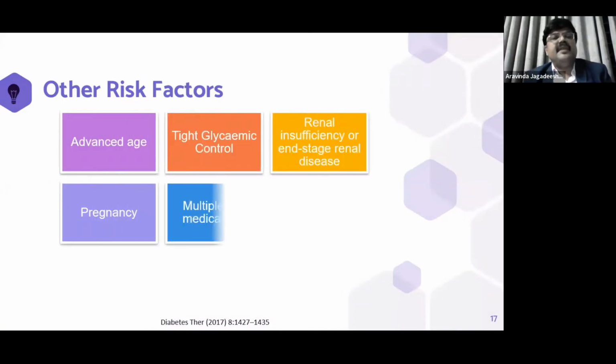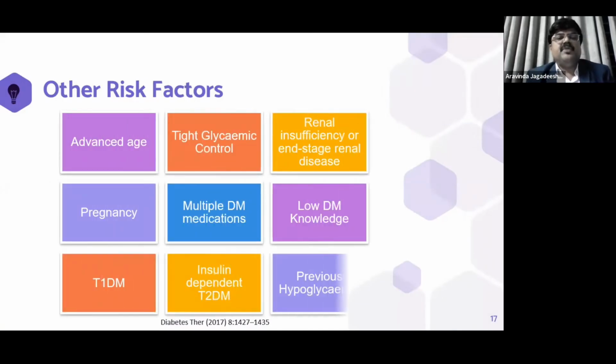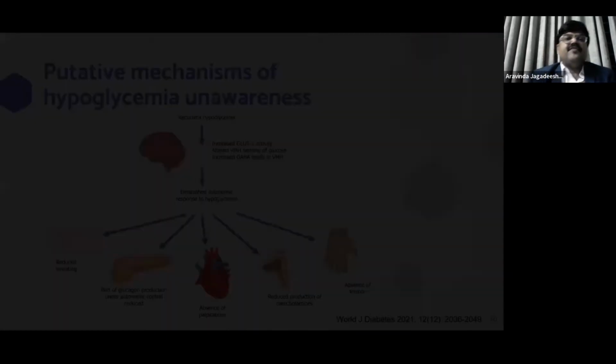So what are the other risk factors? The most important one is the advanced age, tight glycemic control, renal insufficiency or end-stage renal disease, pregnancy, multiple diabetic medications, low diabetic knowledge, type 1 diabetes, insulin-dependent type 2 diabetes, previous hypoglycemia. These are all the other risk factors.